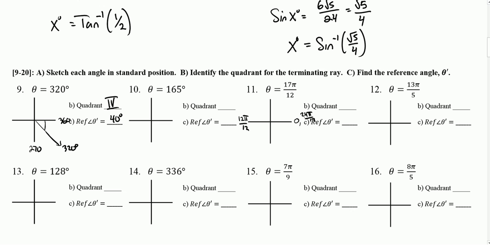And 17 is 7 away from 24. So it's going to be in quadrant 3. Because it's closer to 12 pi over 12 than it is to 24 pi over 12. The reference angle is the difference. Subtract 12 from 17, and you get 5 pi over 12.